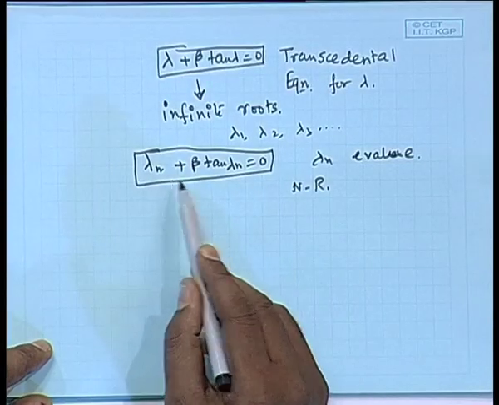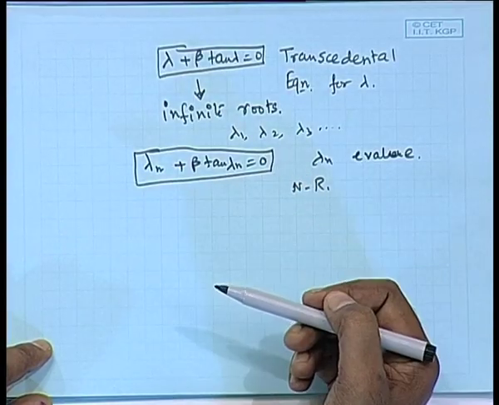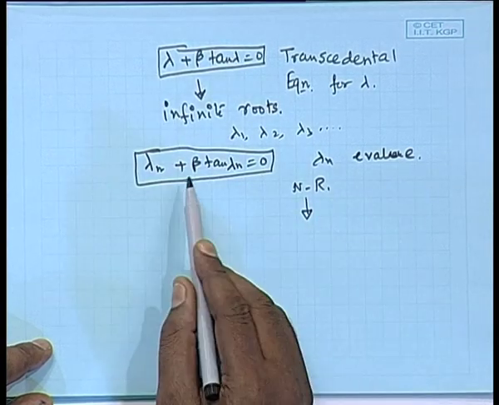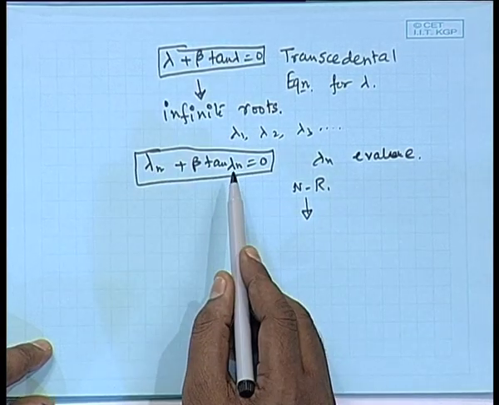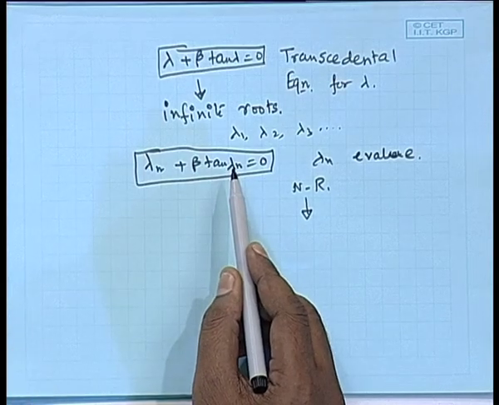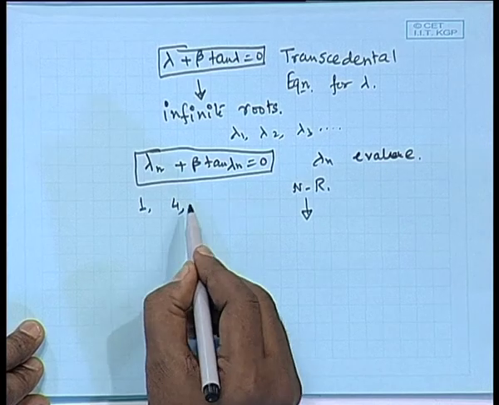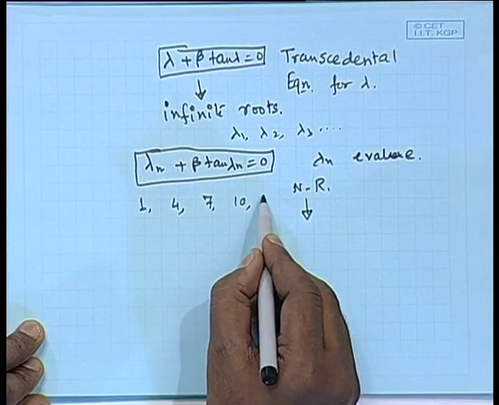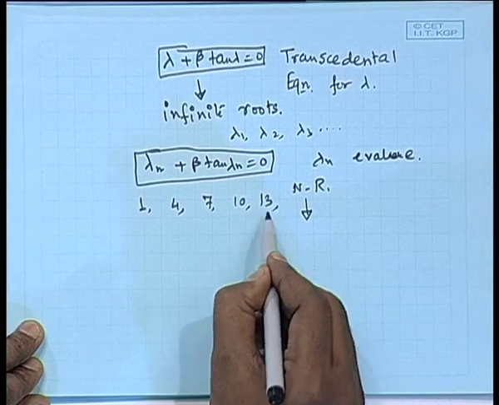Now for a given beta, you will be getting all the solutions. Now if you use your own code, I can tell you that this equation will be having roots in the difference of roughly 3. If the first root is 1, then next root will be 4, the next root will be around 7, next root will be around 10, next root will be around 13, so on so forth.